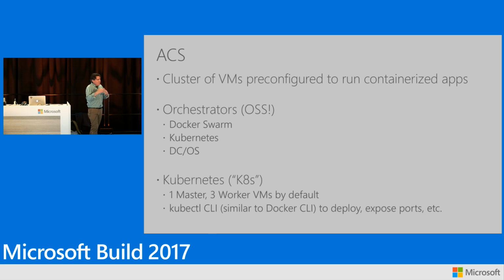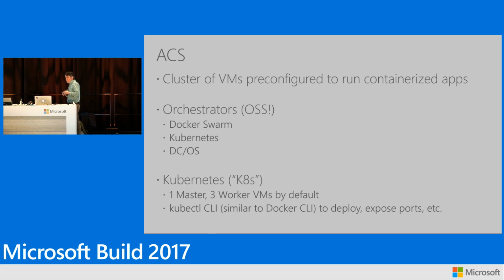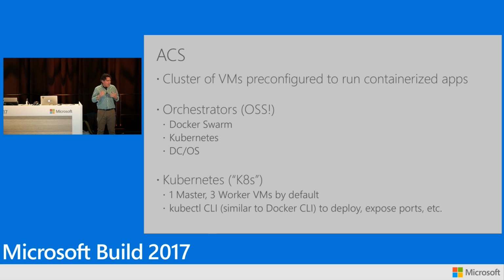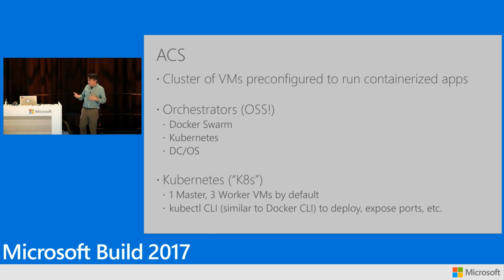It supports basically open source orchestrators. So Docker Swarm, Kubernetes, which started at Google, one of the guys that worked on Kubernetes actually works in Azure as an engineering manager now. DCOS, which is Apache Mesos. So all these orchestrators can run inside ACS. And what we're going to do is use Kubernetes, and you'll see it called K8s. That's the shorthand for it. And by default, it's going to create one master and 3 workers.